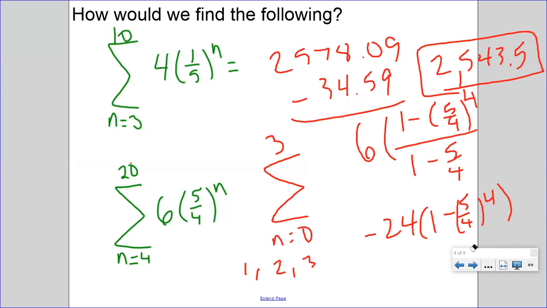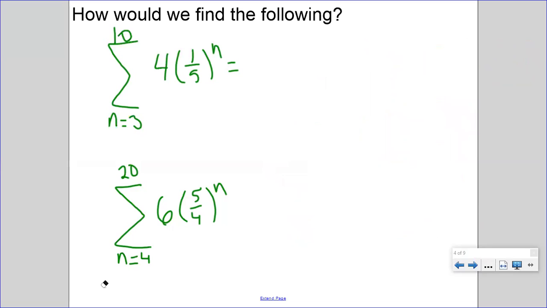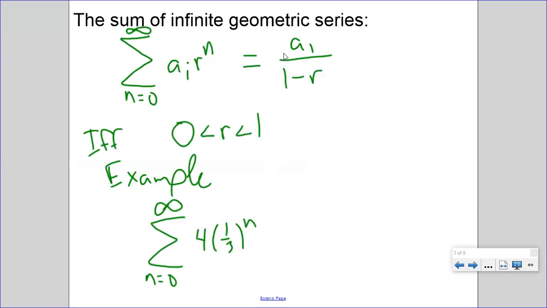Any other questions? All right, well, listen, this is where I'm at, gang. We don't have a whole lot of time left, but I have so much more math we can do. Let's really quickly talk about the sum of infinite geometric series.